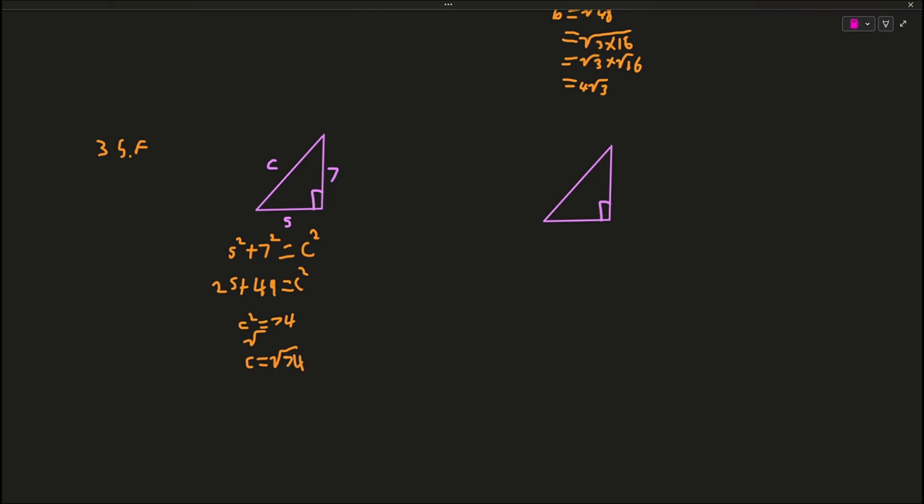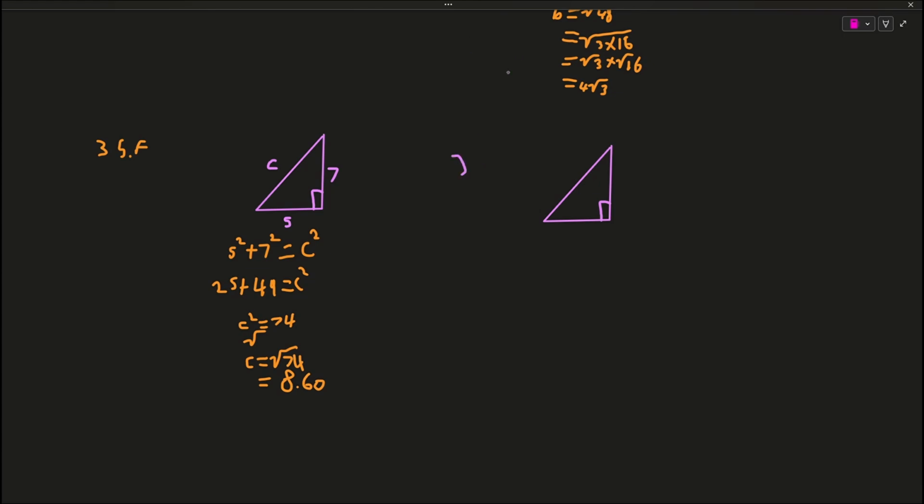Now, because we're doing this to 3 significant figures, we're going to need to use a calculator. I have my calculator on the screen on the side. One day I'll figure out how to put it on there. But anyway, the square root of 74 gives us 8.60 to 3 significant figures. Now let's do the next question.